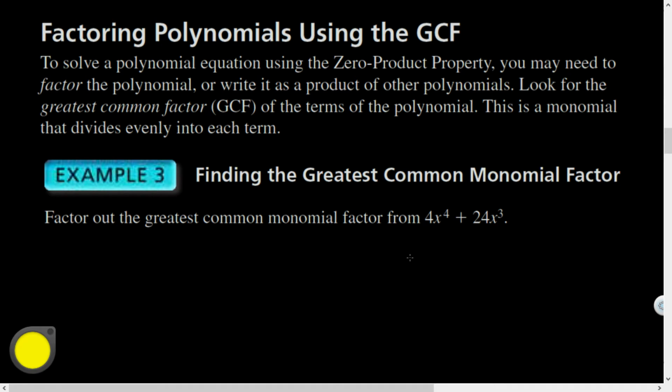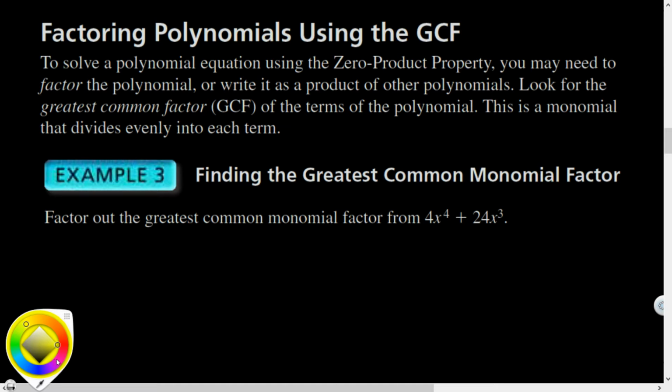So here we go. Here's example 3. It says factor out the greatest common monomial. What's monomial mean again? If you don't have example 3, flip the page. It's got to be there. Got it. All right. So factor out the greatest common monomial factor. What does monomial mean? A single term from these two things.